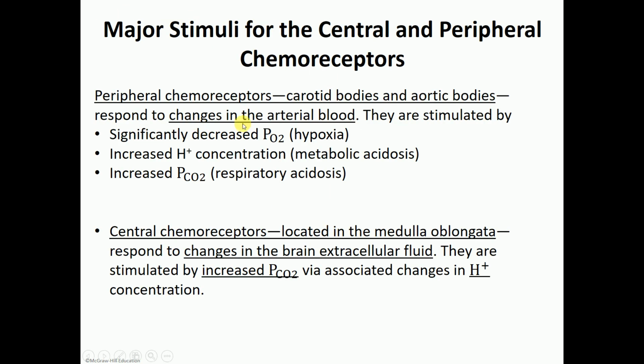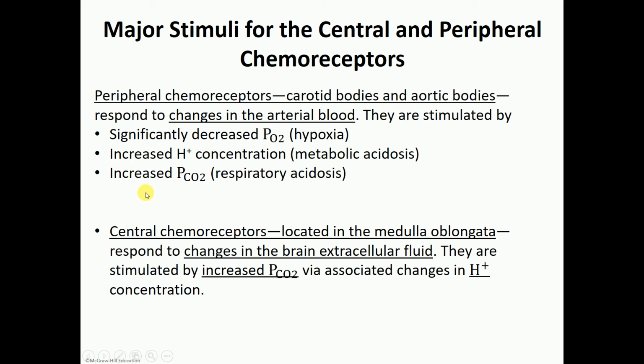The peripheral chemoreceptors detect changes, as we mentioned, in the arterial blood. They are stimulated by severe hypoxia. They are also stimulated by an increase in the hydrogen ion concentration, for example, in metabolic acidosis, which could happen, for example, in diabetic patients due to the accumulation of ketone bodies.